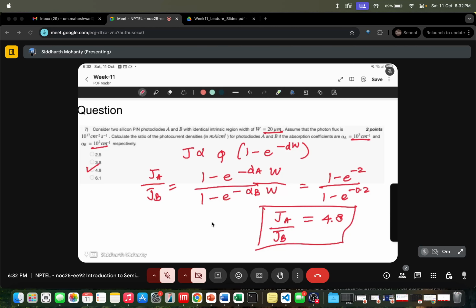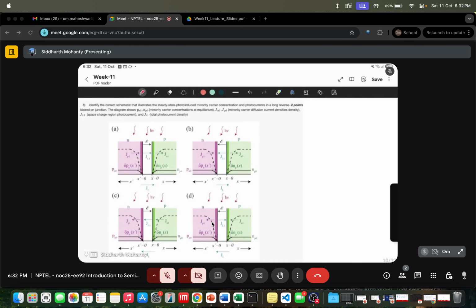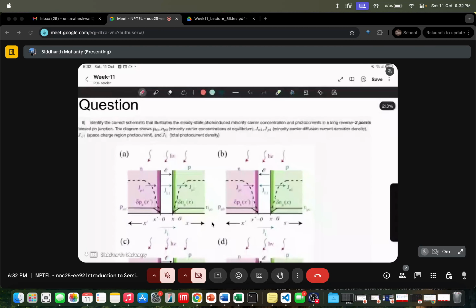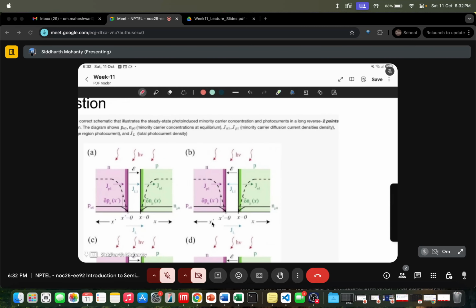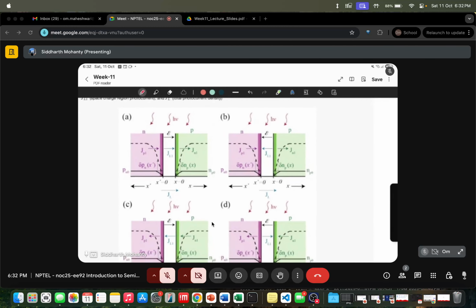Okay, let's take the next one. Identify the correct diagram that illustrates the steady state photo-induced minority carrier concentration and photocurrents in a long reverse biased PN junction. The diagram shows Pn0 and Np0, minority carrier concentration at equilibrium, JN1 and JP1, minority carrier diffusion current densities, JL1, space charge region photocurrent, and JL, the total photocurrent density. So we have to choose which one of these is the correct diagram.